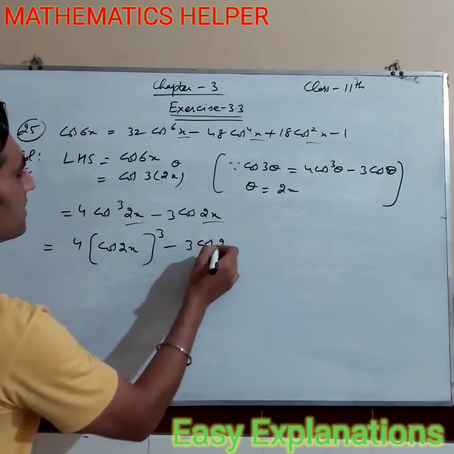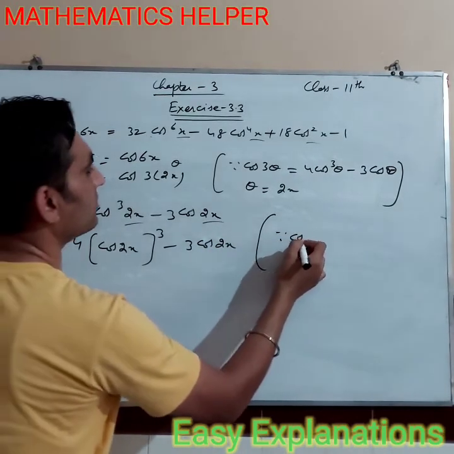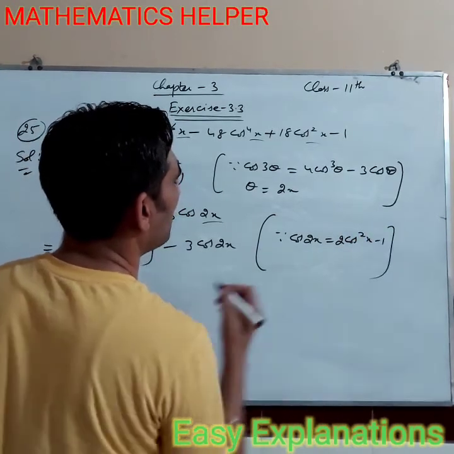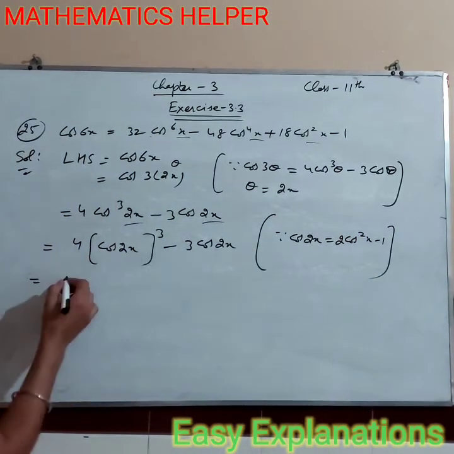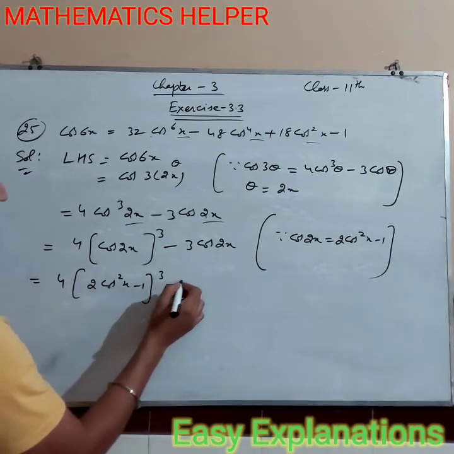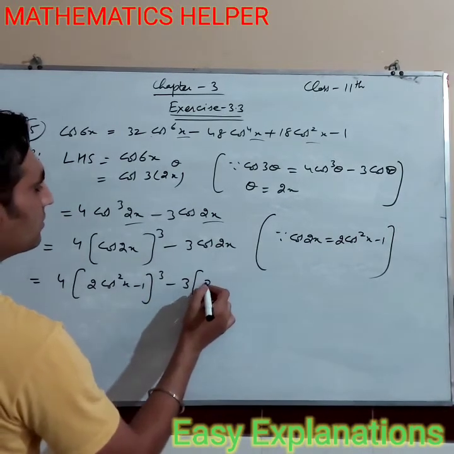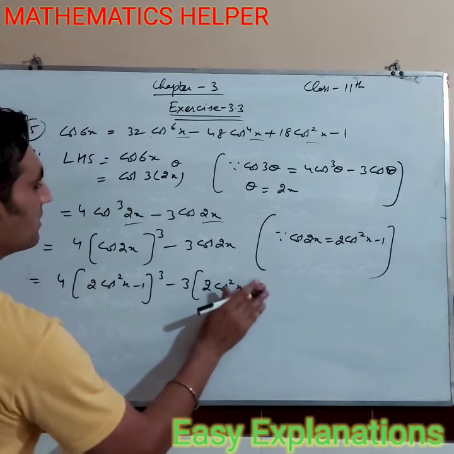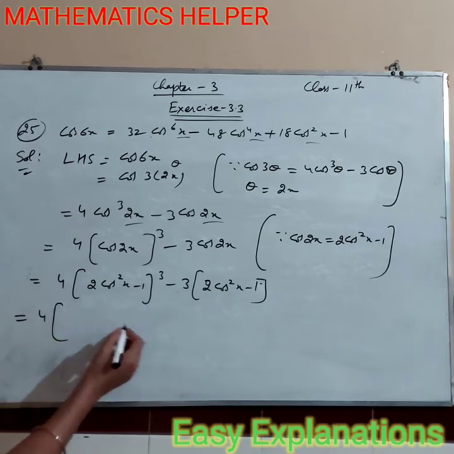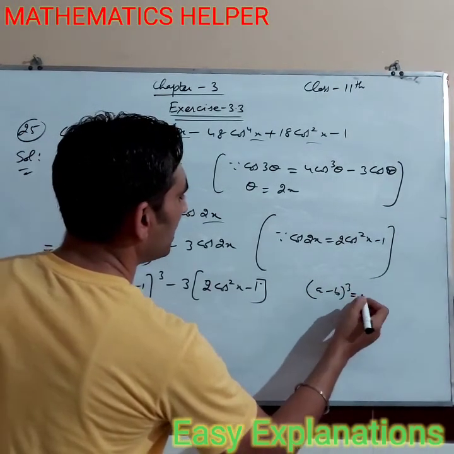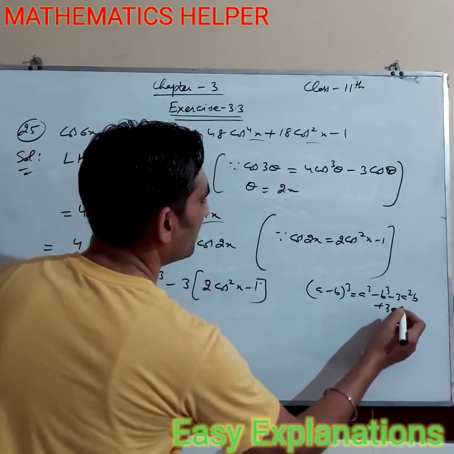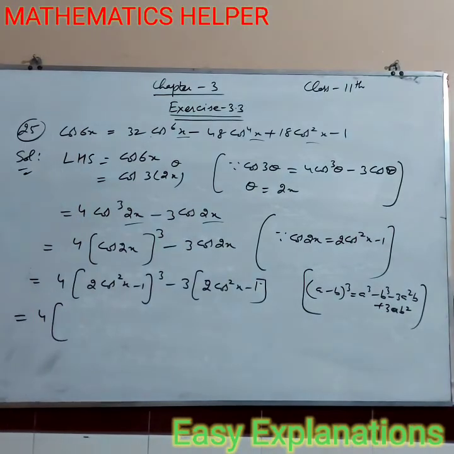Here 3 cos 2x. Now think about formula for cos 2x. It is 2 cos square x minus 1. Remember it. So I will replace it by its value. That is 4 into 2 cos square x minus 1 raised to power 3 minus 3 times, in place of this also, 2 cos square x minus 1. Bracket close. Now open this by using the formula of cube, a minus b cube. What is formula for a minus b cube? A cube minus b cube minus 3a square b plus 3ab square. So you have to use this formula here.